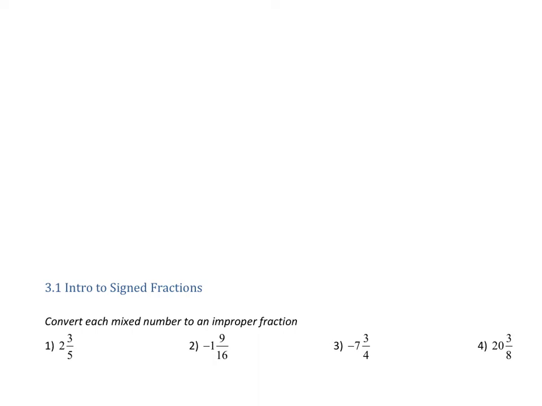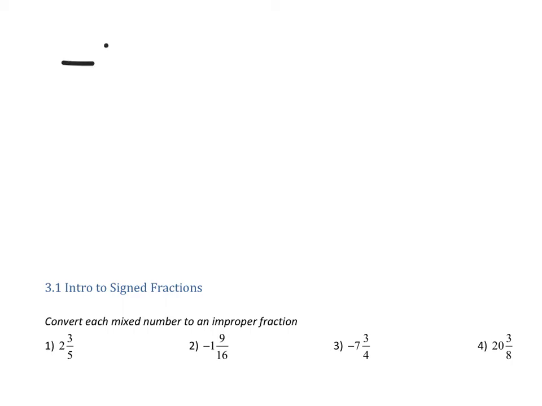Mixed numbers are not usually very helpful for most of the stuff that we do, especially in 980, where we're looking at slope of lines. So it's pretty important for us to be able to change these mixed numbers into improper fractions. An improper fraction just has the top number, the numerator, bigger than the denominator, the bottom number. So let's look at a couple of these. Let's look at number 2 first.